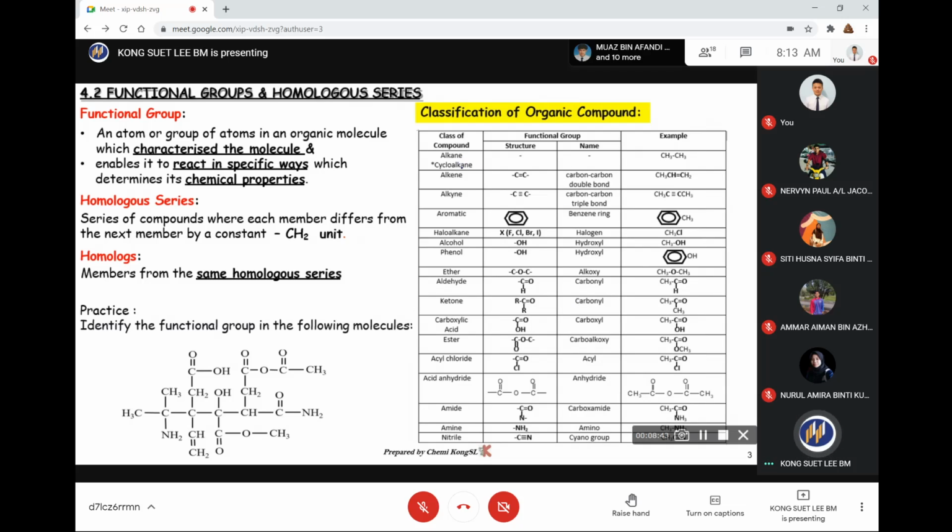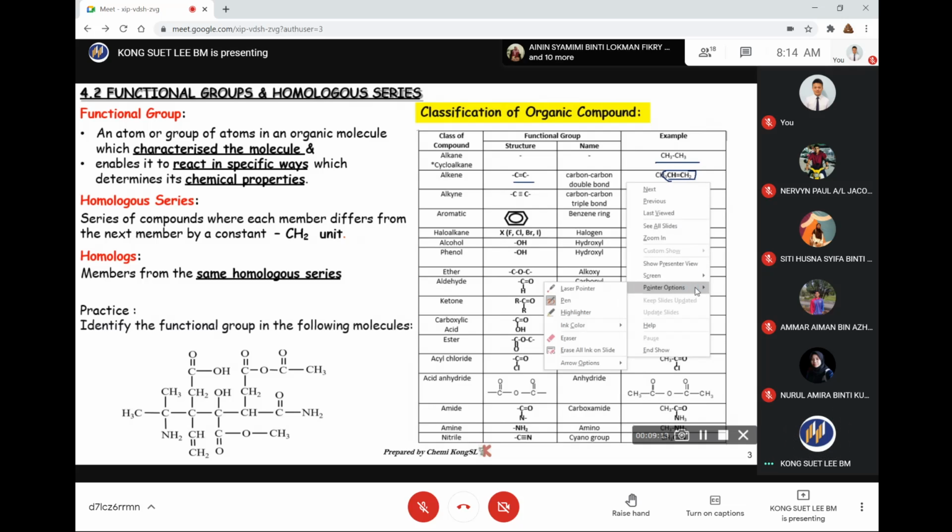Alkane, or cycloalkane. There is no functional group for alkane, just single bonds, saturated carbon-carbon single bonds. When we proceed with alkene, the class of compound or homologous series, the structure is C double bond C. The name is carbon double bond. So if I want to identify, yes, this one is the carbon double bond. I think red color is better.